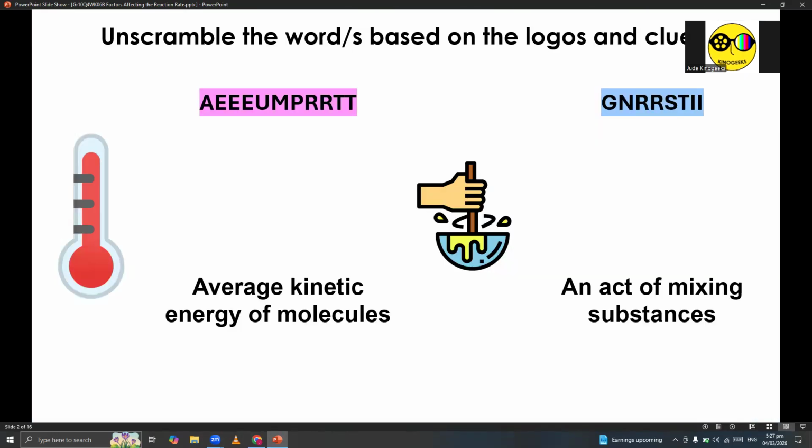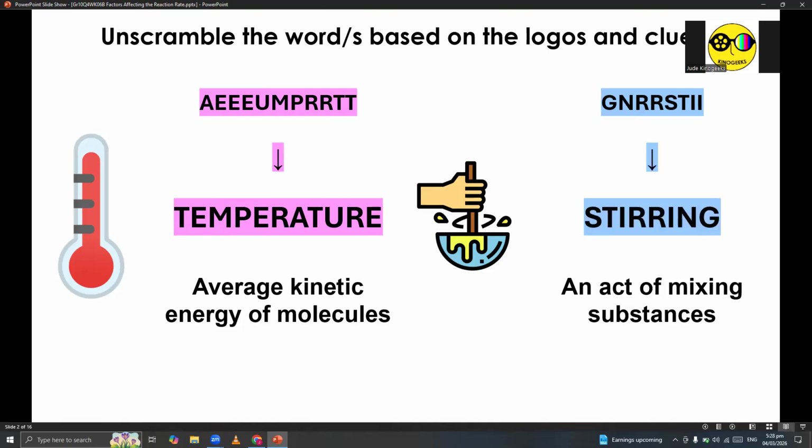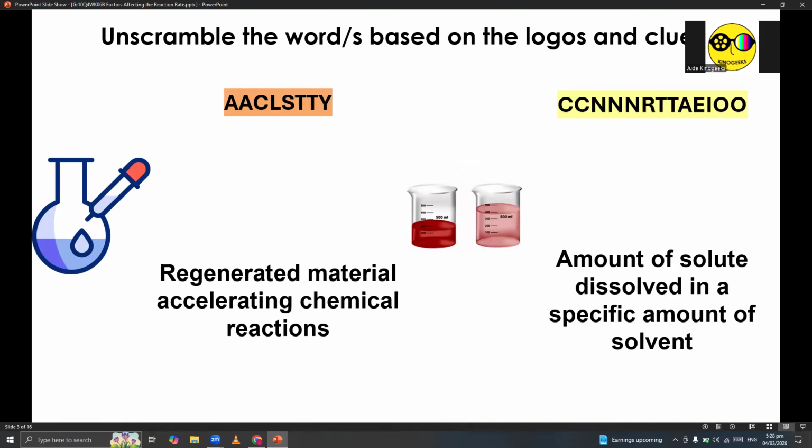And this morning, I asked you to unscramble the words based on the logos and clues, no? So for the first factor, it refers to average kinetic energy of molecules. That refers to temperature. For the second factor, an act of mixing substances. This refers to stirring. For the third factor, regenerated material accelerating chemical reactions. We are referring to catalyst.